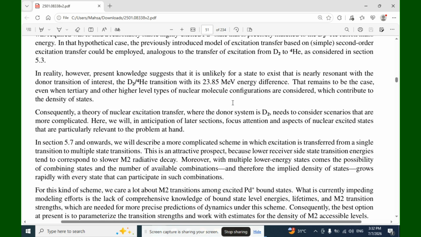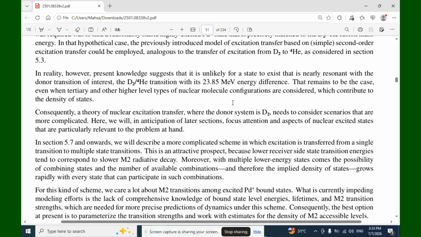In reality, however, present knowledge suggests that it is unlikely for a state to exist that is nearly resonant with the donor transitions of interest. The deuterium-deuterium helium-4 transition, with its 23.85 megaelectron-volt energy difference, remains a problem even when the ternary and higher-level types of nuclear molecule configurations are considered, which contribute to the density of states.